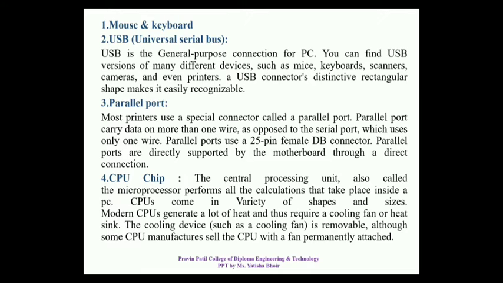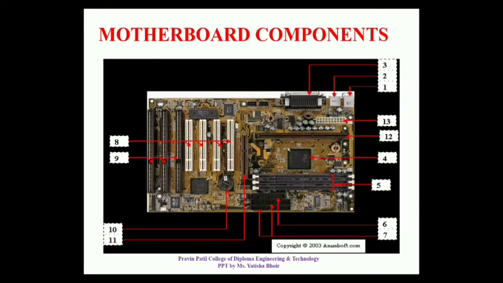Now the fourth is the CPU chip. So what is the CPU chip? You can see in the image, fourth number, CPU chip. The CPU chip is the processor. We can call it a processor.